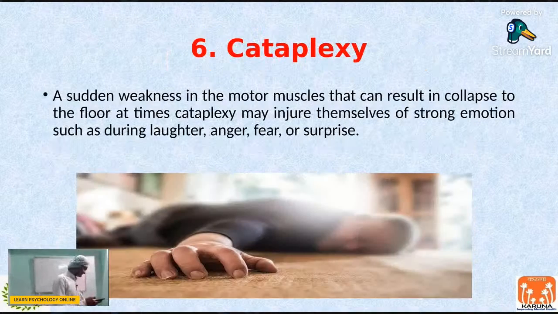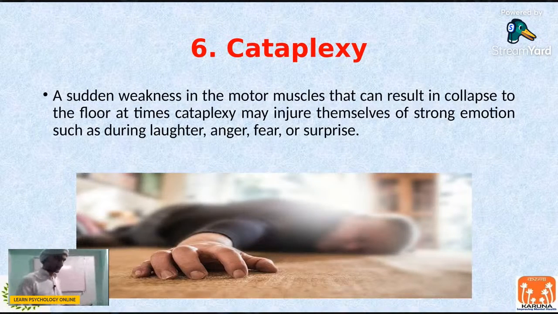And sixth one is cataplexy, a sudden weakness in the motor muscles that can result in collapse to the floor at times. People with cataplexy may injure themselves, triggered by strong emotions such as during laughter, anger, fear, or surprise.